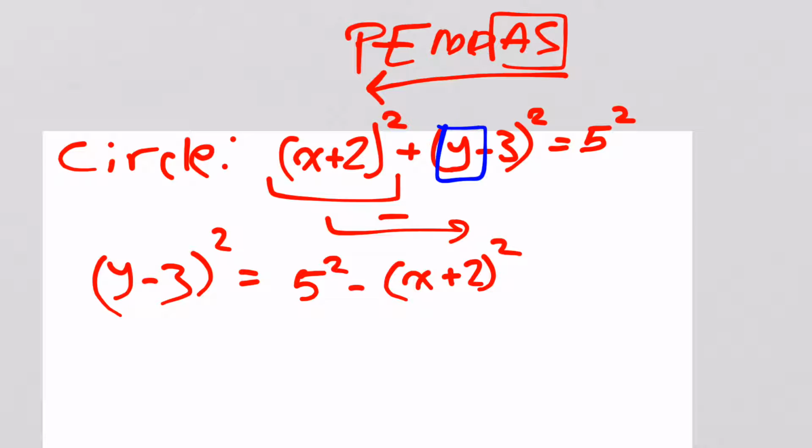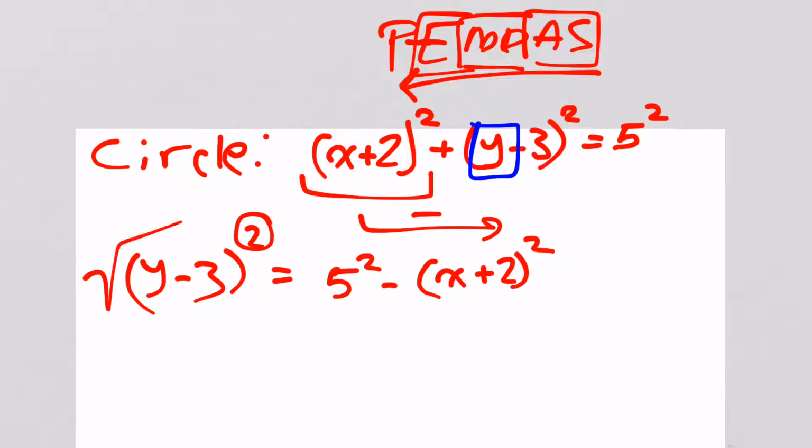Next thing that PEMDAS tells us to do backwards is multiplication and division. Well, I don't have anything in front of those parentheses, so I don't have anything to undo there. So I move on to my E, which is my exponent. So now I need to undo that square. How do you undo a square? You square root. So I need to square root both sides.